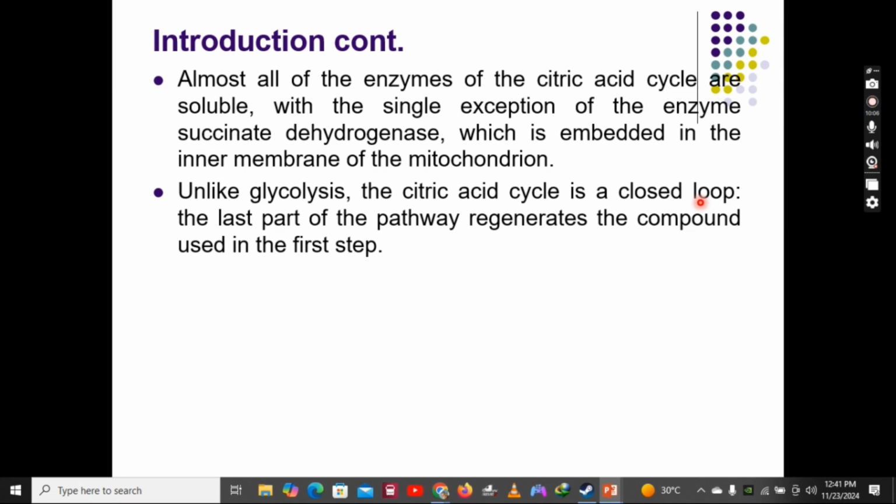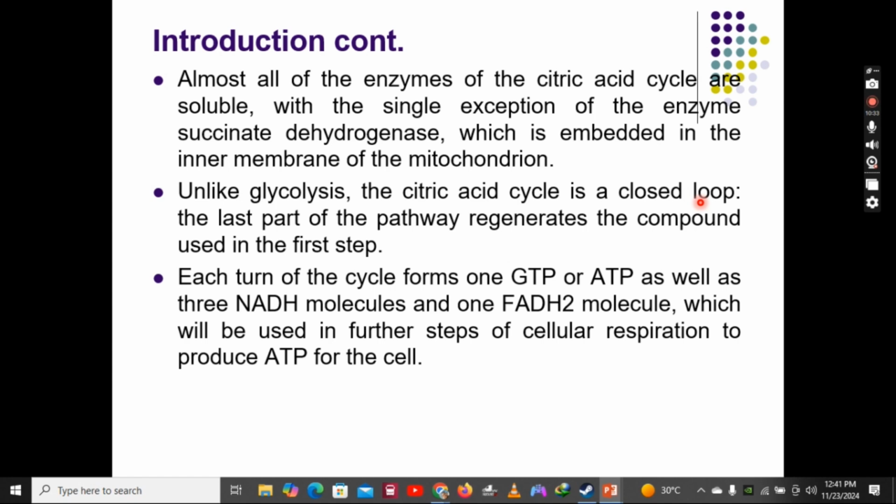What will happen is the end product, malate, the moment it's produced, will again be converted to the first molecule, which is oxaloacetate. The oxaloacetate will start again, combine with the acetyl CoA and produce citrate, and the process restarts. So we will look at these things as we go on.